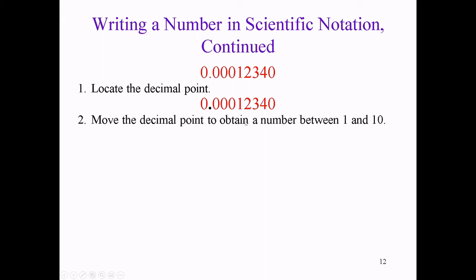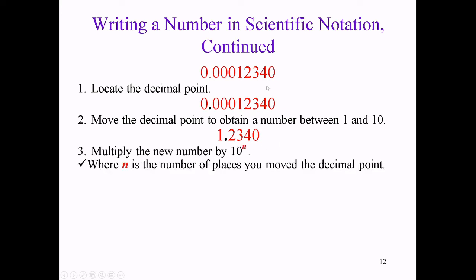Now we're going to move the decimal point to obtain a number between 1 and 10. So that means we're going to go here. We're going to go 1, 2, 3, 4 in order to obtain 1.2340, right? So again, it looks the same as what we had before. That is just kind of a coincidence in the numbers that we've chosen though. We're going to multiply the new number by 10 to the n, where n is the number of places you moved the decimal place. So we moved it 1, 2, 3, 4 places. And again, we arrive at the same thing.